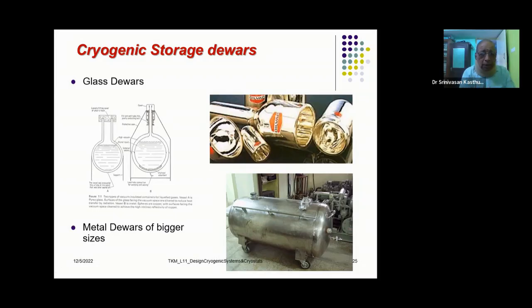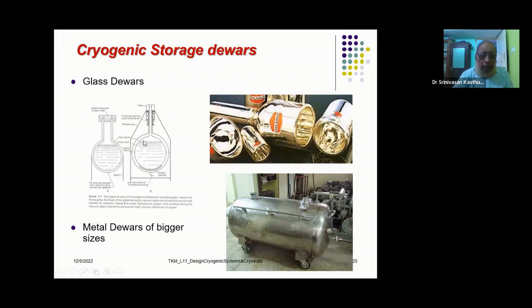So you have an inner vessel, and then you have an outer vessel, and there is a loose fitting cover on the top. At the bottom, there is a small connection so that you can evacuate the interspace. If it is a glass dewar, normally it is silvered so that this will prevent the radiation heat transfer.